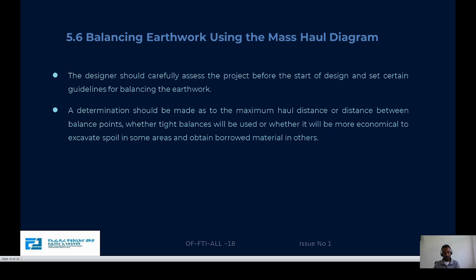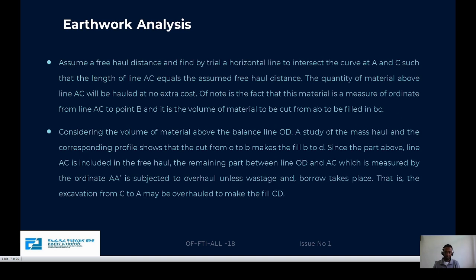Balancing the earthwork using the mass haul diagram, the designer should carefully assess the project before starting the design. So balancing the earthwork will first be done by adjusting the horizontal alignment, vertical alignment, and also the cross section. Earthwork analysis also deals with assuming the free haul distance and finding by trials horizontal lines to intersect the curves at A and C.